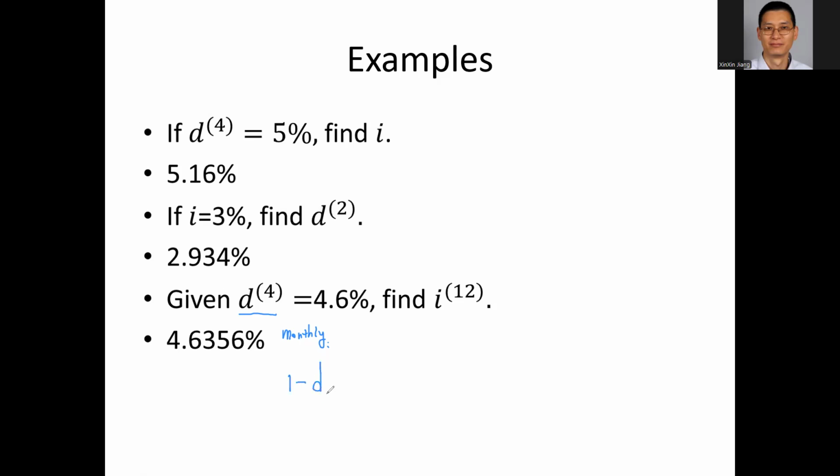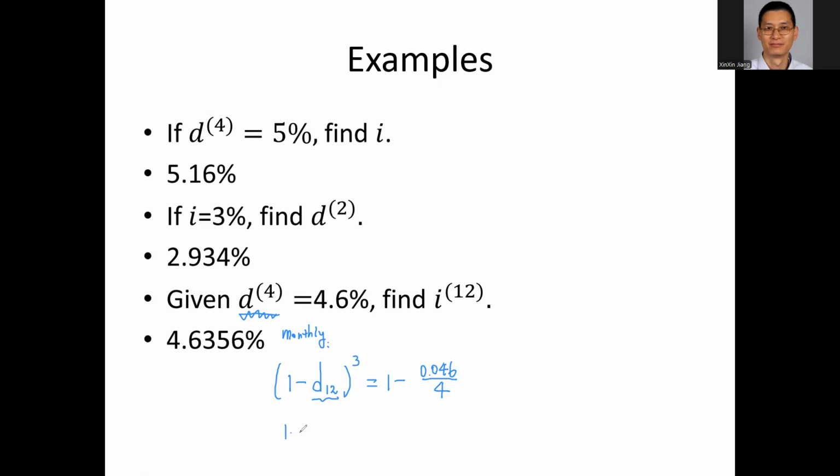1 minus D, say, the monthly effective discount rate, to the fourth, actually to the third, because we have 3 months. That should be equal to 1 minus the quarterly rate, okay? And the quarterly rate can be found very quickly from the nominal discount rate, which is this one. So that would be 0.046 over 4, okay? So from this equation, you would get D sub 12, which is the effective monthly discount rate.